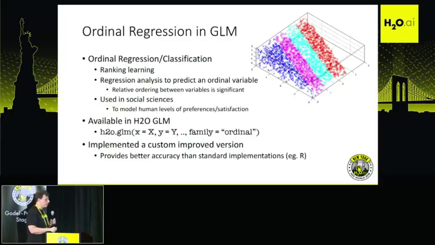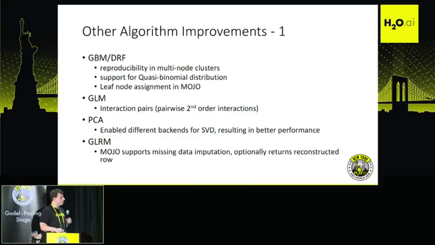We didn't just implement the standard version that you might find in R, but we implemented a custom version that provides better accuracy. We are working on improving the existing algos as well. In December last year, we were working on improving reproducibility of GBM or the tree models in multi-node clusters. So now we can say that our GBM and DRF are 100% reproducible.